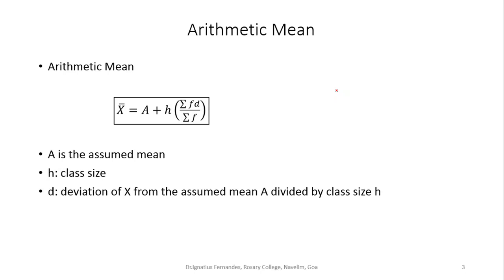So in case I have to find out arithmetic mean, we find it by using this formula: x bar is equal to a plus h into summation fd upon summation f, where this a here is called the assumed mean. This h is the class size, and this d in the formula is the deviation of x from its assumed mean. So as the name suggests, this a is the assumed mean, so we assume a mean of the data depending on the data that we are talking about, and this d is the deviation of the x values in the data set from the assumed mean divided by the class size h.